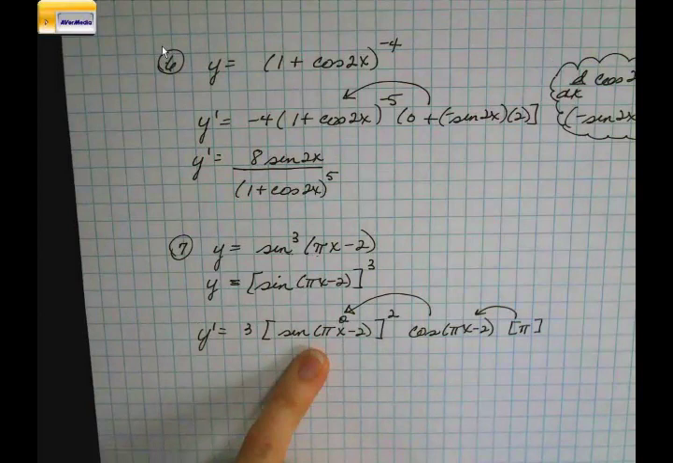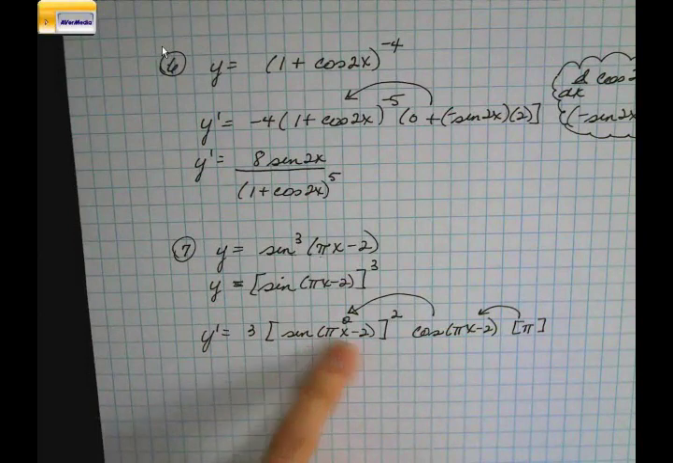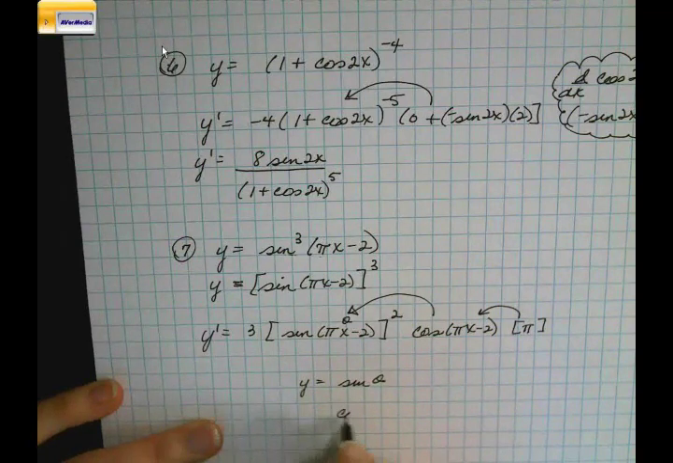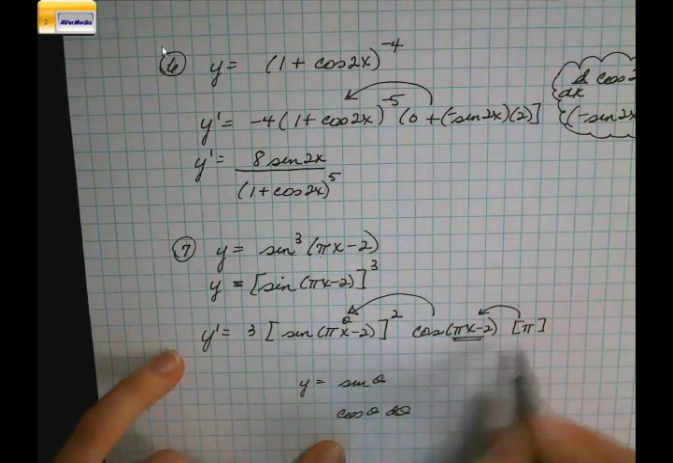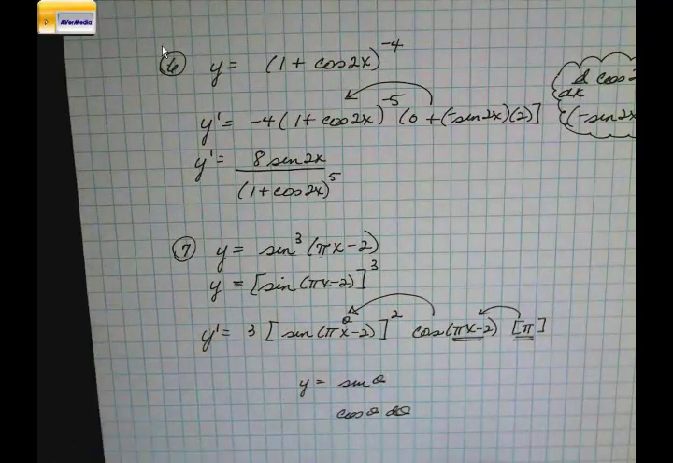If you think of this as sine theta, the derivative of sine theta is cosine theta, and d theta is the derivative of the pi x minus 2. That's what you're thinking. If this had just said sine theta, then the derivative of it would be cosine theta d theta. And that's what that is. I think that makes it a little bit easier.